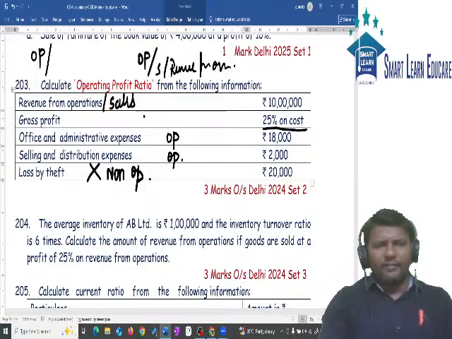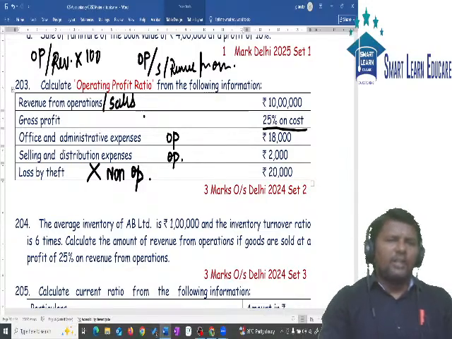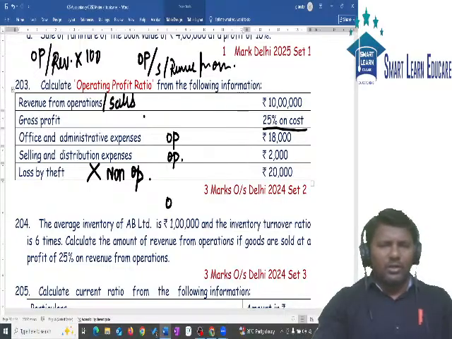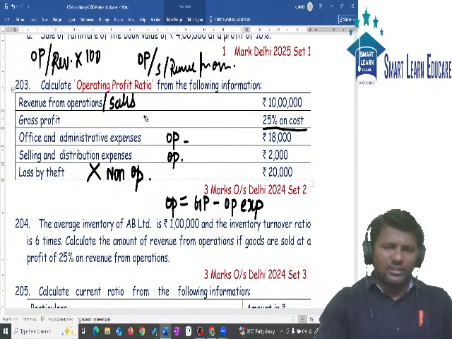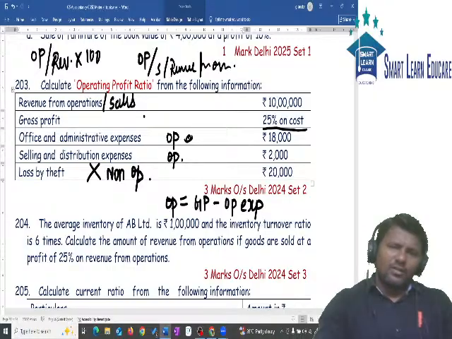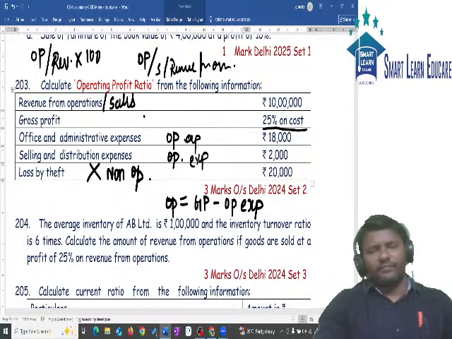What is the formula for operating profit ratio? Operating profit divided by revenue from operation into 100. Operating profit is equal to gross profit minus operating expenses. So these are the formulas we are going to use in this question.